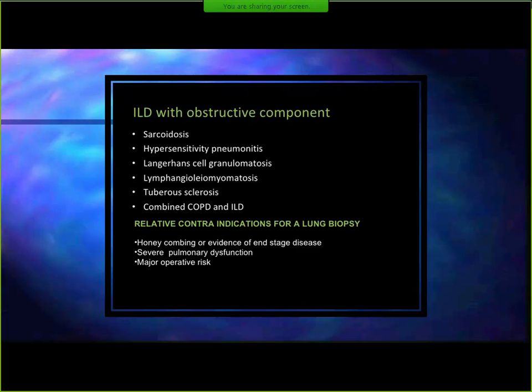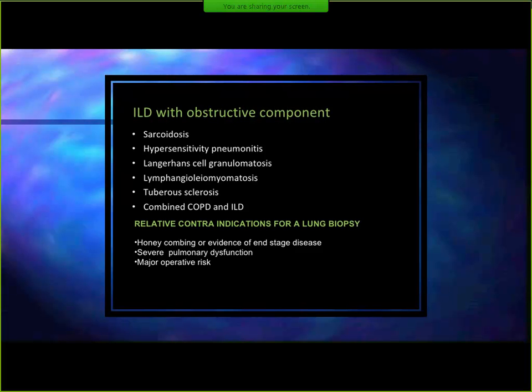Now, I have some relative contraindications for lung biopsy. If somebody has severe honeycombing, you don't send them for lung biopsy. And if they have severe pulmonary dysfunction, you don't send them for lung biopsy. Maybe somebody comes in with acute interstitial pneumonia, an ARDS-type picture, and you're wondering what it's secondary to. Do they have an infection? If those patients get intubated, the prognosis is very poor, and maybe doing the test is enough to tip them over.